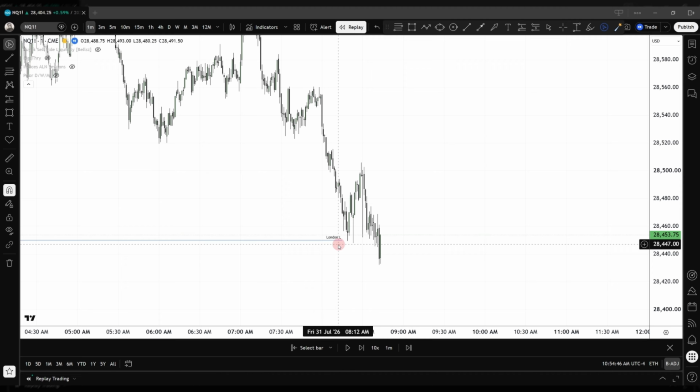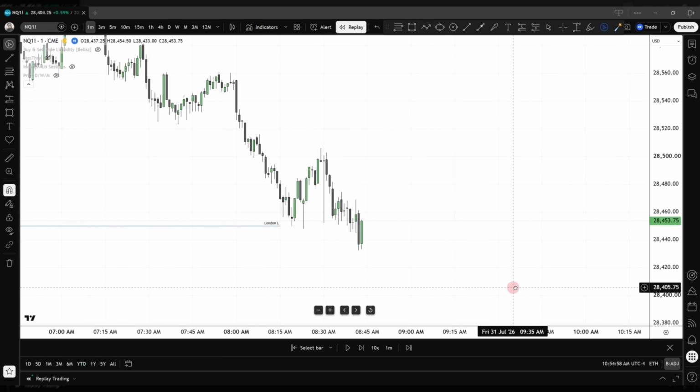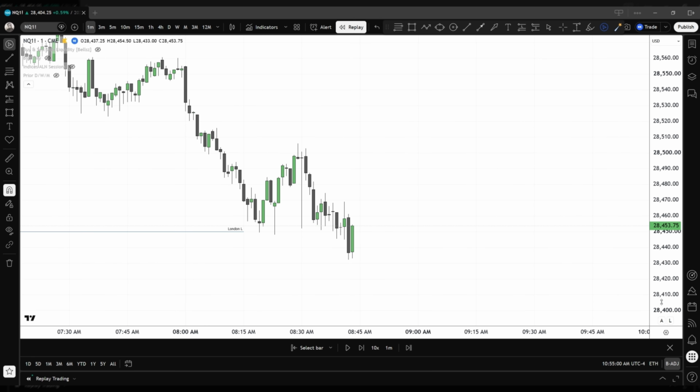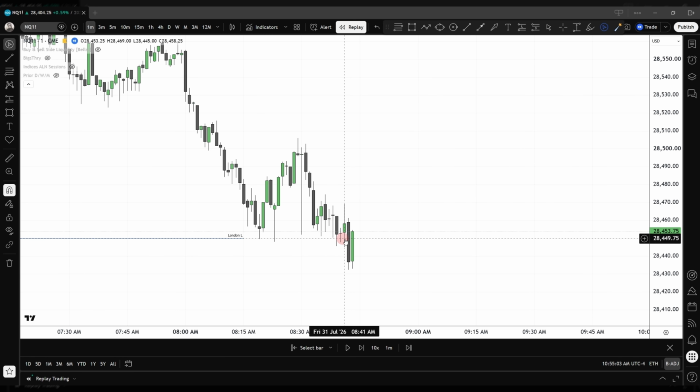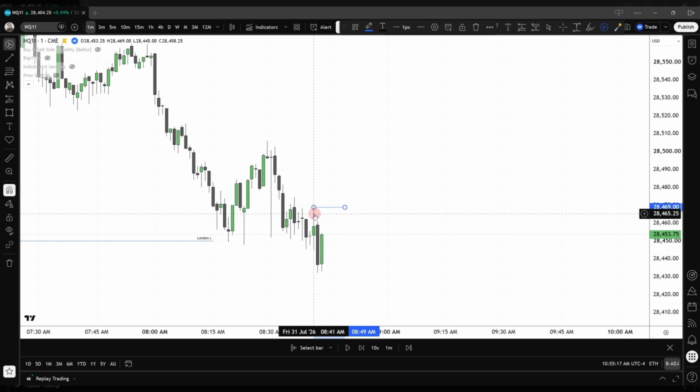Now, the strategy that I use is I'm not going to enter long at the London low. I want to see a reversal pattern print. So we swept the London low with a close below. So that validates that. Now I want to see a reversal pattern print. First thing I want to see is a break of the previous high.